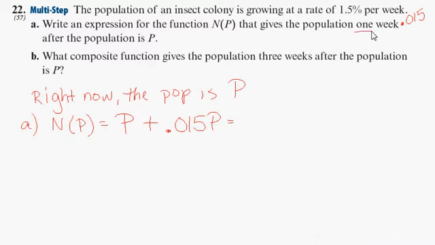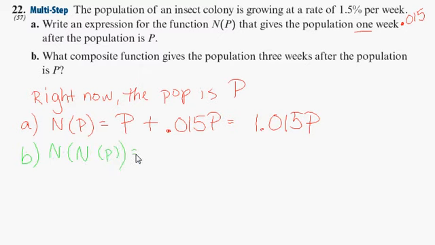So we've got the first week is equal to 1.015p. Now I'm aware that we don't really care what's going on during week 2, but we're going to need to go there to help us get to the 3-week population. So for letter B, we want to know what's going on during the 2nd week.